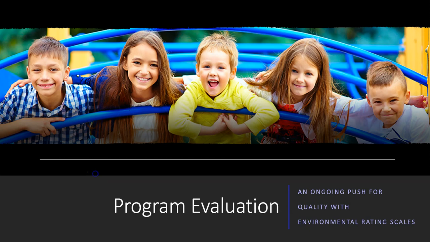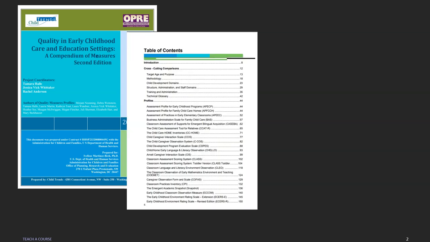Before we specifically look at the environmental rating scales, I want to point out this awesome publication called Quality in Early Childhood Care and Education Settings, a compendium of measures. Now, I have never even heard of the word compendium, but it's basically a very concise listing. And in the case of this document, we have a table of contents. This is just the first half of the table of contents that lists almost every type of assessment tool or measure that you can imagine for early childhood settings.